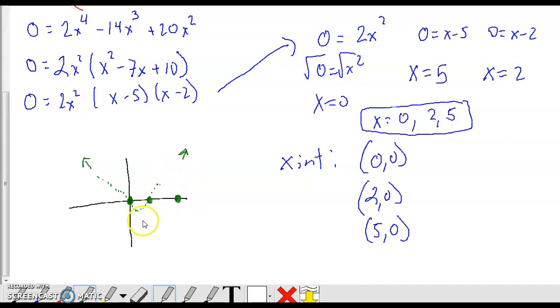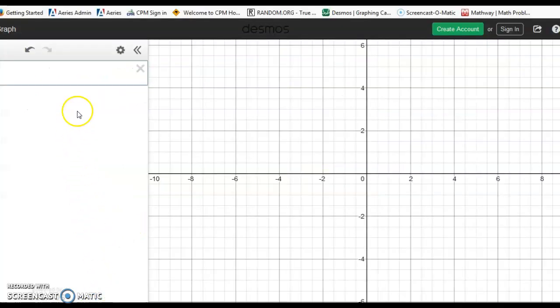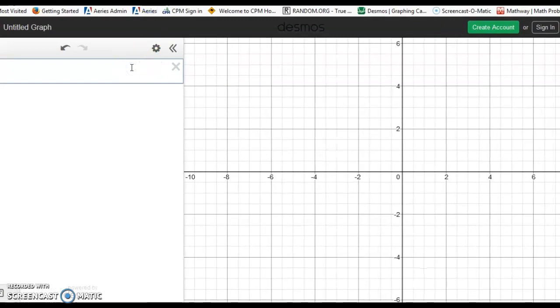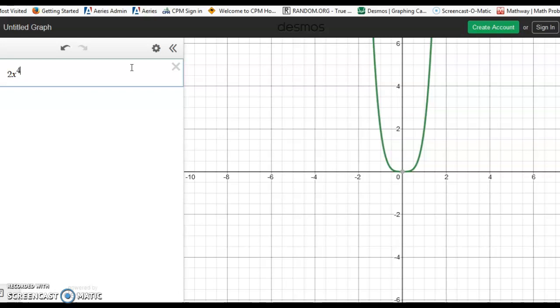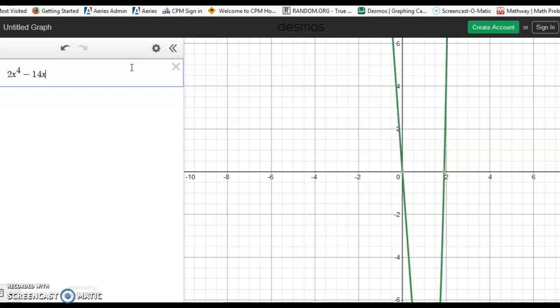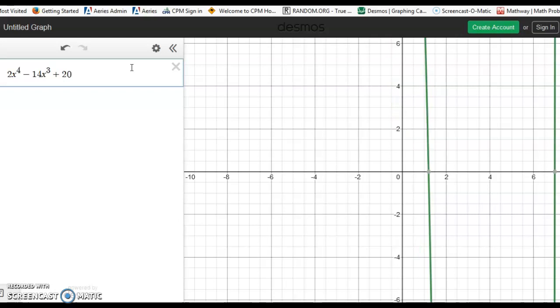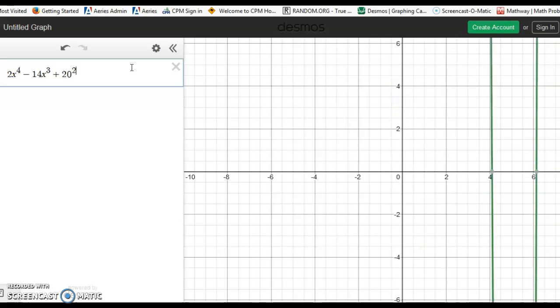So I want to show you what this looks like on Desmos. Let's pull this up really fast. So bring this over here. 2x to the power of 4 minus 14x cubed, and then plus 20x squared. Okay.